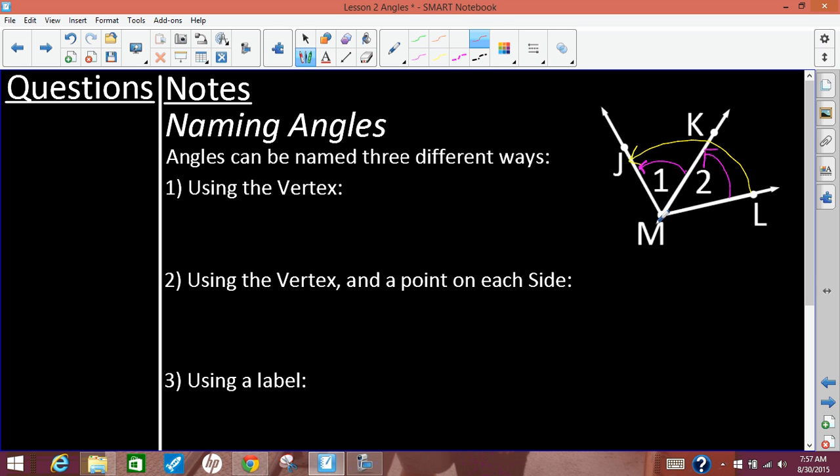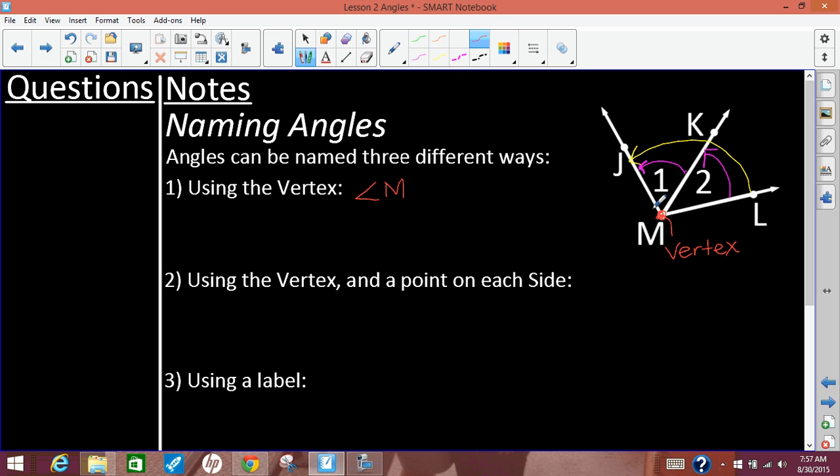Remember from the first lesson, M right here, this is called the vertex. That's where all of the rays, all of the sides start from. So we can name this whole big angle, angle M, just by using the vertex. The trouble sometimes with using just the vertex to name an angle is that this is the vertex of three different angles that we just talked about. So we're not really being specific enough when we're talking about which angle we want to discuss.